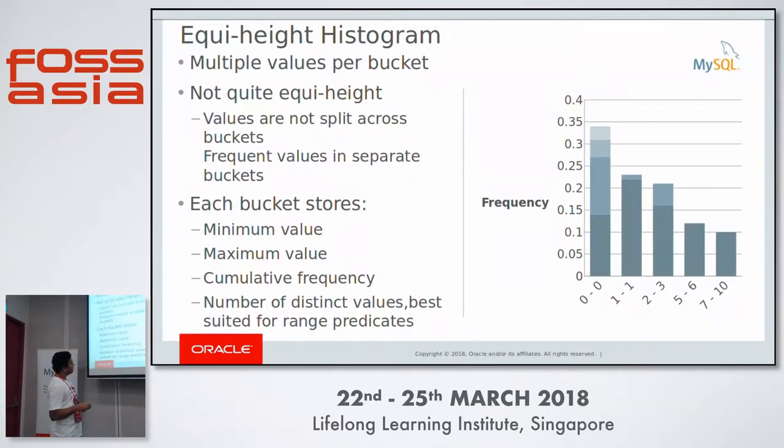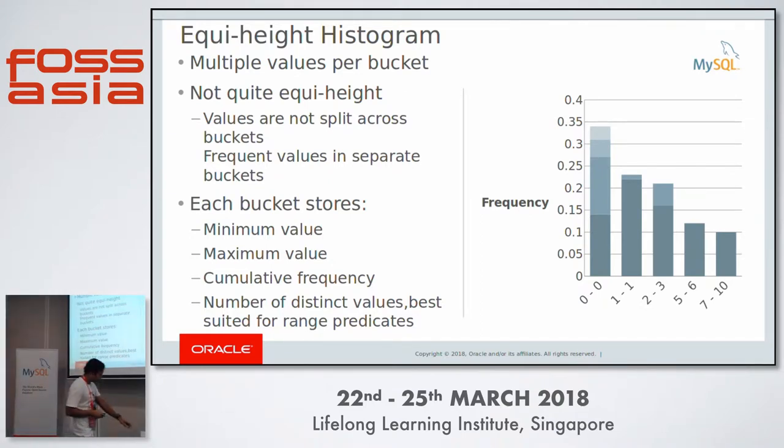And this is a pictorial representation of an equi-height histogram. So the values are not split evenly; they are decided based on the distribution that you have. If you have fewer values in this category, then you will fit in a 7 to 10 range of values under this category. It also has the same stuff: a minimum value, the maximum value, the cumulative frequency, and the number of distinct values for each column. And it is best suited for the range kind of queries that you have.